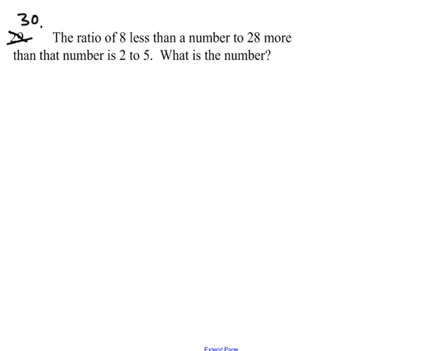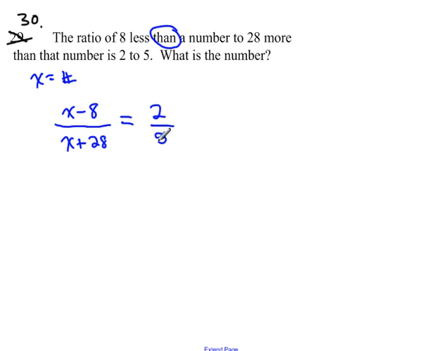Okay, number 30. The ratio, remember ratio means fraction, of 8 less than a number to 28 more than that number is 2 to 5. What is the number? Once again, I'm going to say x is the number. So the ratio, fraction, 8 less than a number, remember that than switches the order, so it's going to be x minus 8, to 28 more than being addition, that number, so x plus 28, is means equals the ratio 2 to 5, so 2/5. There's your equation to solve.